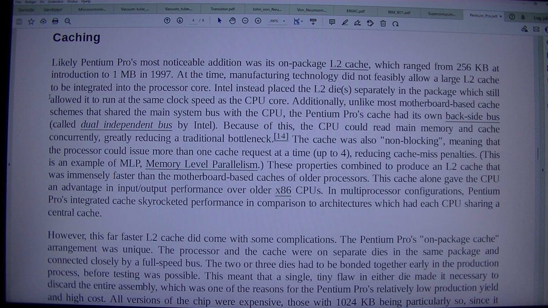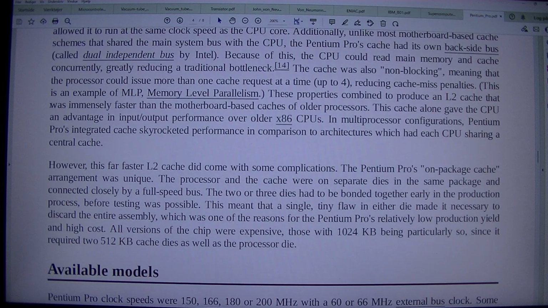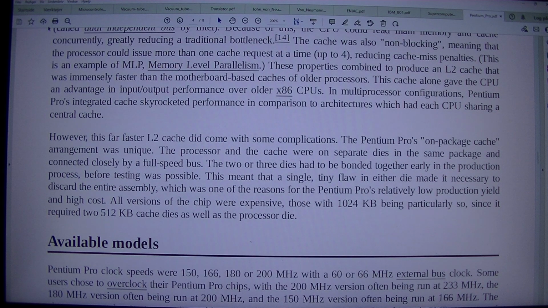Additionally, unlike most motherboard-based caches that shared the main system bus with the CPU, the Pentium Pro's cache had its own backside bus, called Dual Independent Bus by Intel. Because of this, the CPU could read main memory and cache concurrently, greatly reducing a traditional bottleneck. The cache was also non-blocking, meaning that the processor could issue more than one cache request at a time, up to 4, reducing cache miss penalties. This is an example of MLP, memory level parallelism.